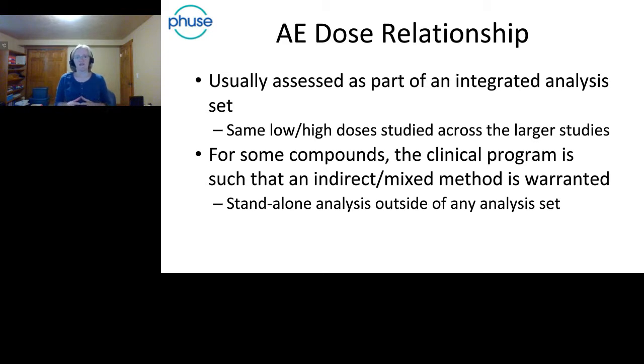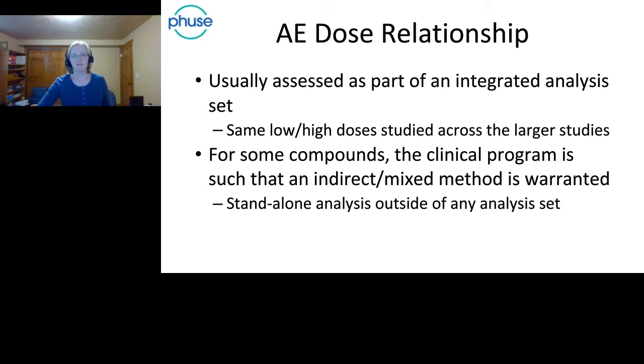If you're not in that situation, it gets a little bit more complex, and you might have to get into even more advanced meta-analytical methods. We do have cases where for some compounds, you might need a more advanced method, and I'll just briefly cover it. It's somewhat beyond the scope of this, but I'll briefly cover it so you know that methods exist, right? There are some indirect mixed methods that could be warranted, especially for dose relationship. In this case, it might be done outside of the context of any integrated analysis set. It might just be a standalone analysis.